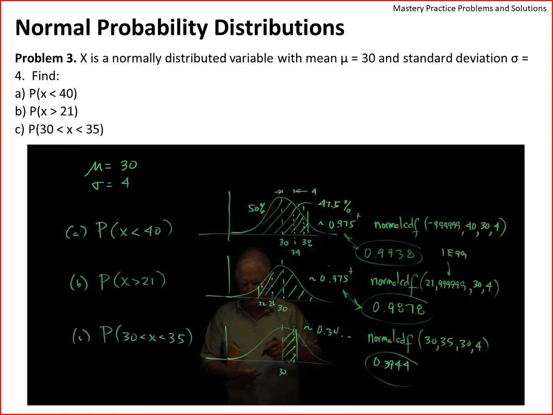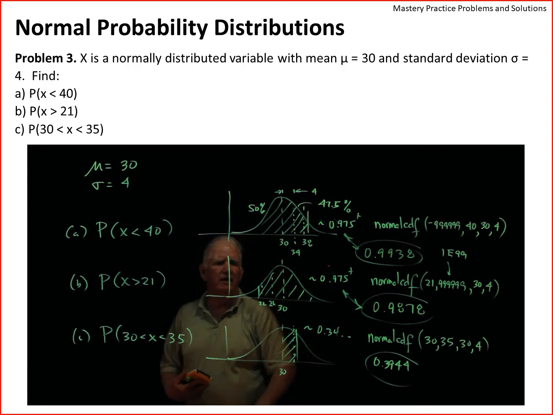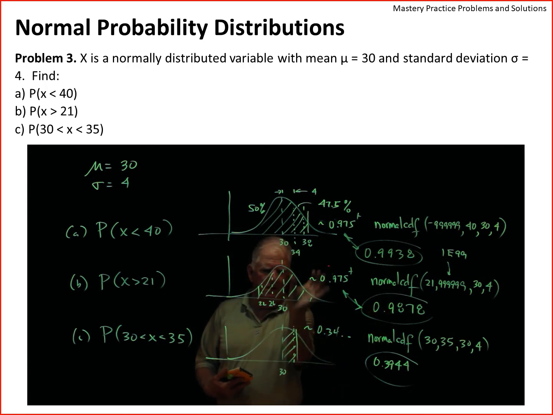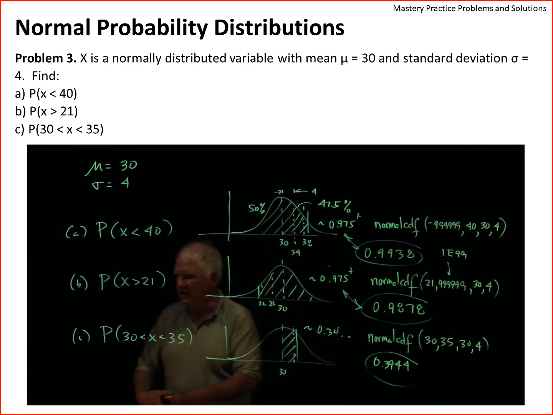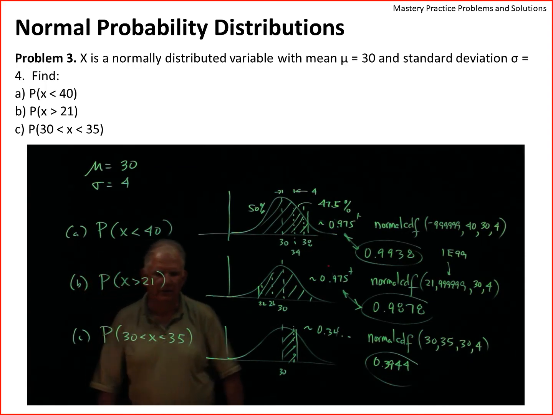All right, so this is a skill that you've got to develop. There are the 3 types of problems. Find the probability below a level, find the probability above a level, find the probability between 2 levels. They all go exactly the same way. All right, let's move on to the next problem.